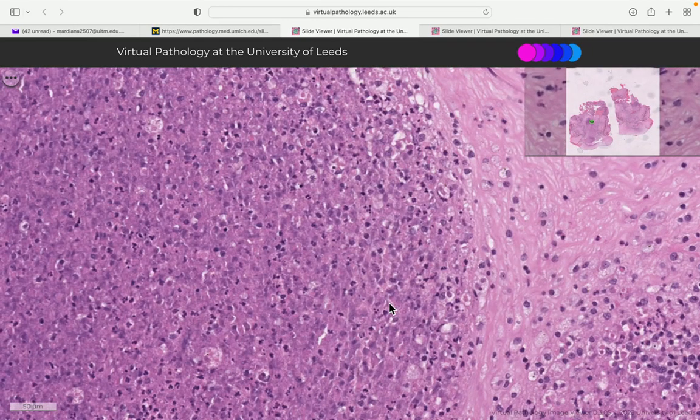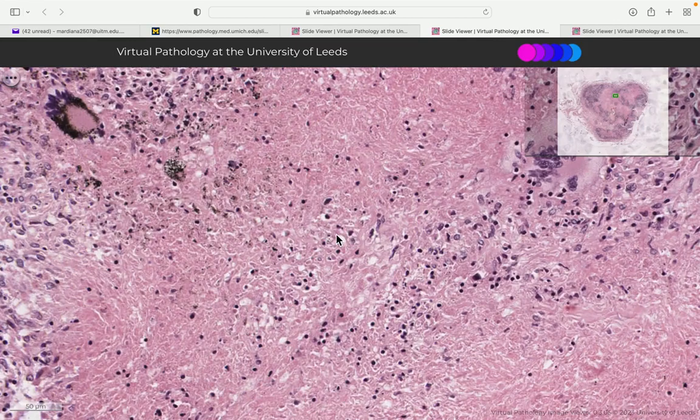Some of them may represent fibrin. Okay, so remember, neutrophilic exudate is rich in cells, rich in neutrophils, rich in plasma protein, and also cellular debris. Okay, and then granuloma.